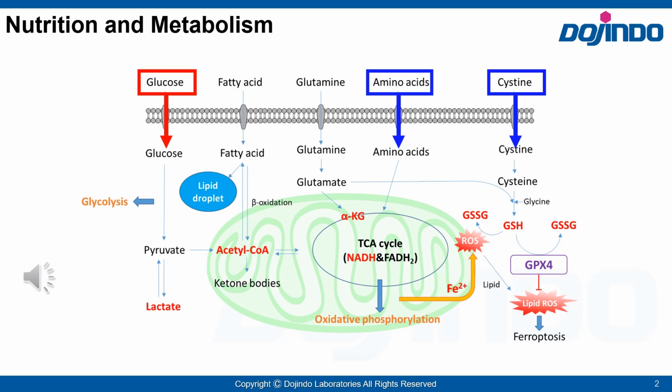We at Dojindo have been focusing on the uptake of nutrients by cells and have been developing various assay systems. We have developed a new fluorescent probe to detect the cellular uptake of glucose with high sensitivity. We would like to introduce this item and outline its usefulness.